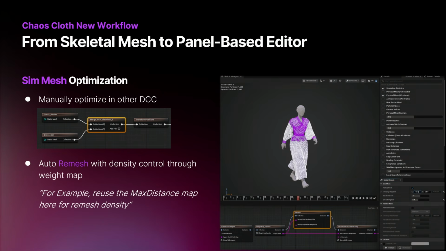So you can paint a mask to control where you want more mesh density and where you want less. A simple example here, I reused the mask I painted for max distance to drive the remesh density. And you can see the purple kinematic area are cut down more heavily, which makes sense because it's a fixed part.